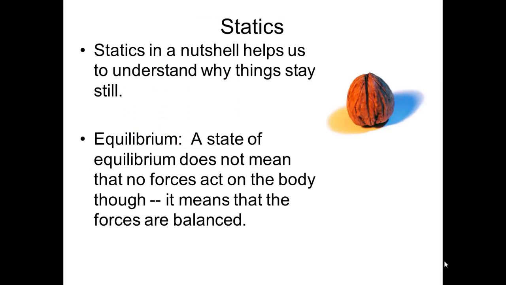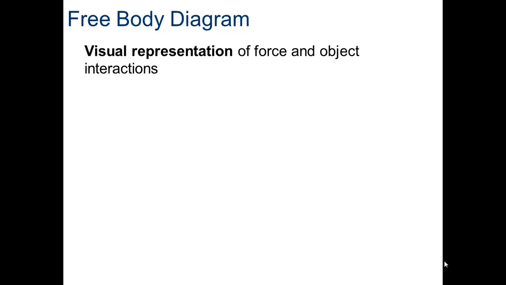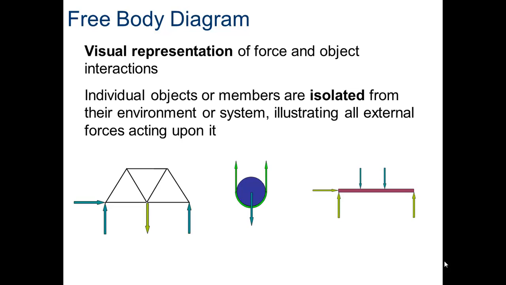In a nutshell, statics helps us to understand why things stay still. That's really important when we talk about a structure. We have to understand why things are balanced. When things are balanced, they tend to be in a state of equilibrium. That doesn't mean that no forces act on the body, it just means that the forces are balanced. The way that we know whether or not forces are balanced is through the use of a free body diagram. A free body diagram is just a visual representation of force and object interactions. The individual objects or members are isolated from their environment or system, illustrating all external forces acting on them.